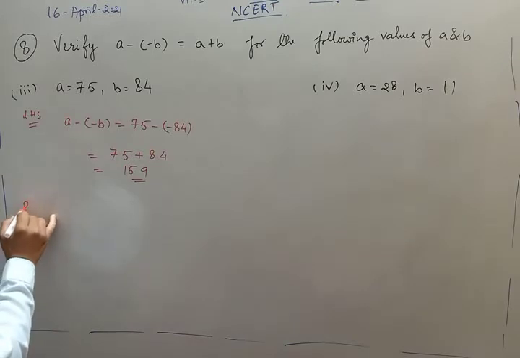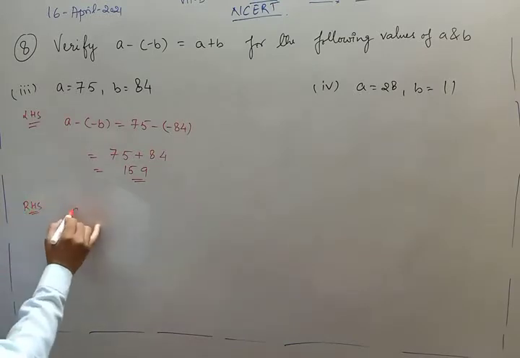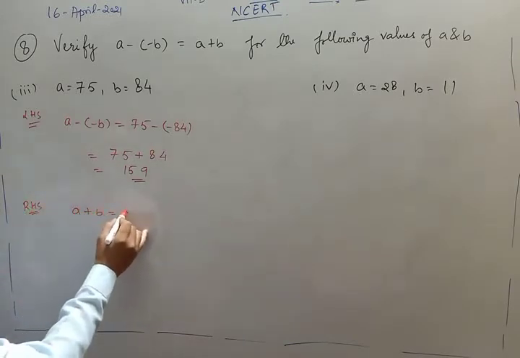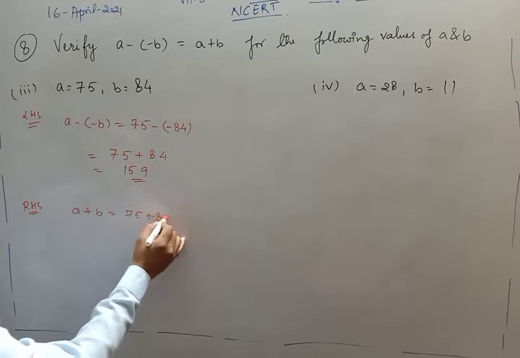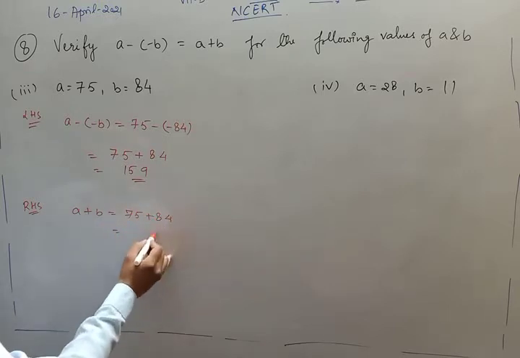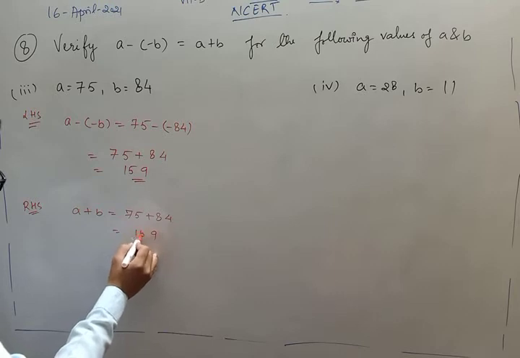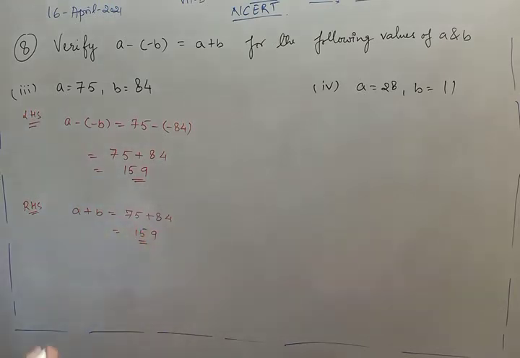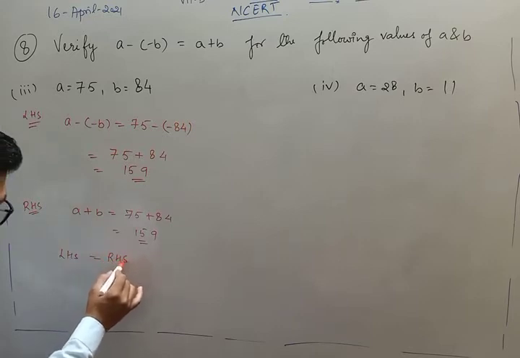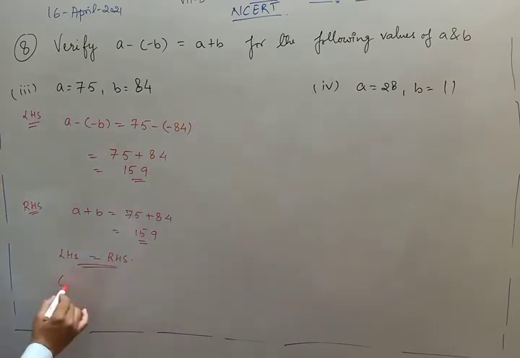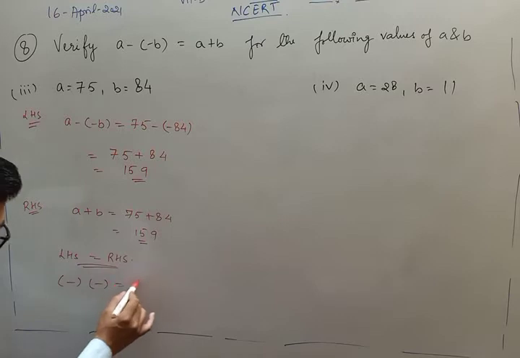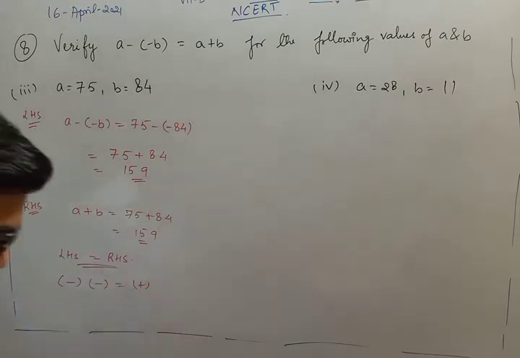Now you need to check for RHS. a plus b is equal to 75 plus 84. 5 plus 4 is 9, 7 plus 8 is 15. So 159. So you can say LHS equals RHS. And the reason is minus minus is equal to plus.